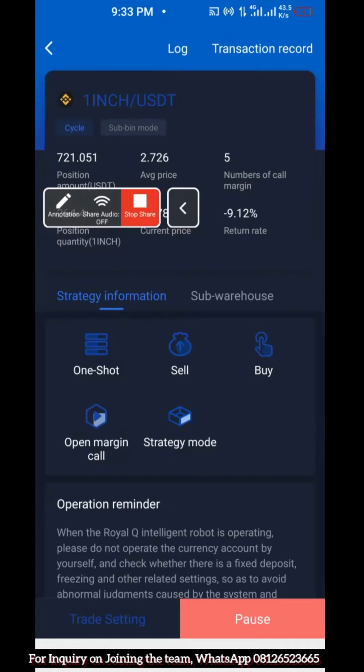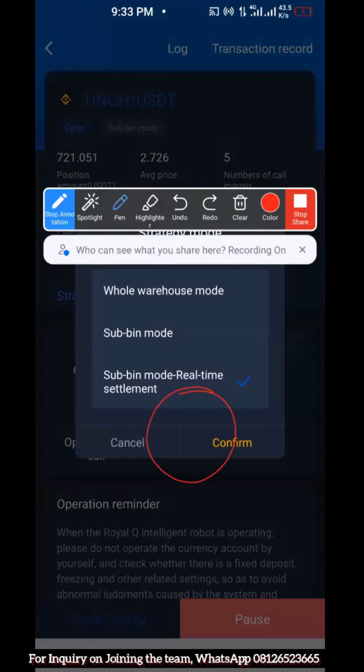Now, it is very simple. When you click on strategy mode, there are 3 basic strategies here. We have the whole warehouse mode, we have the sub-beam mode, and the sub-beam mode real time. So please pay attention to this. Many users and many masters of Royal Q still don't understand this. I personally had to go and ask their support system to explain the sub-beam mode and the sub-beam mode real time settlement to me. So there are some people that are trading and are not taking advantage of these things.